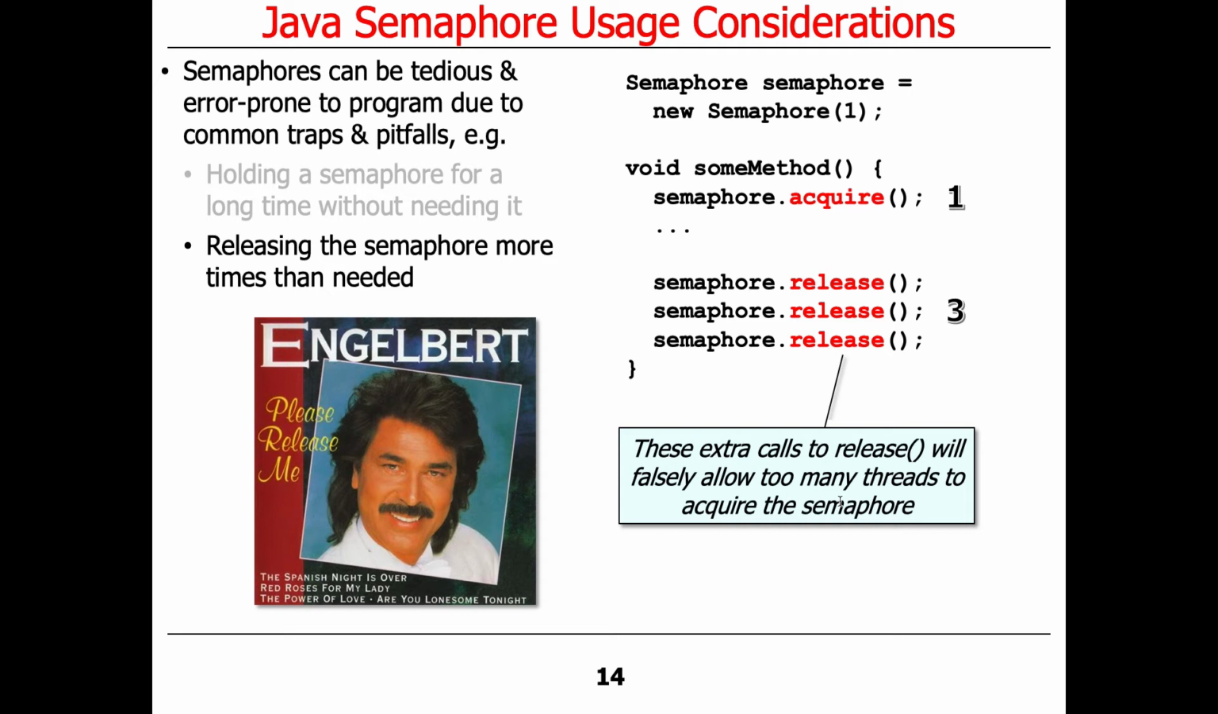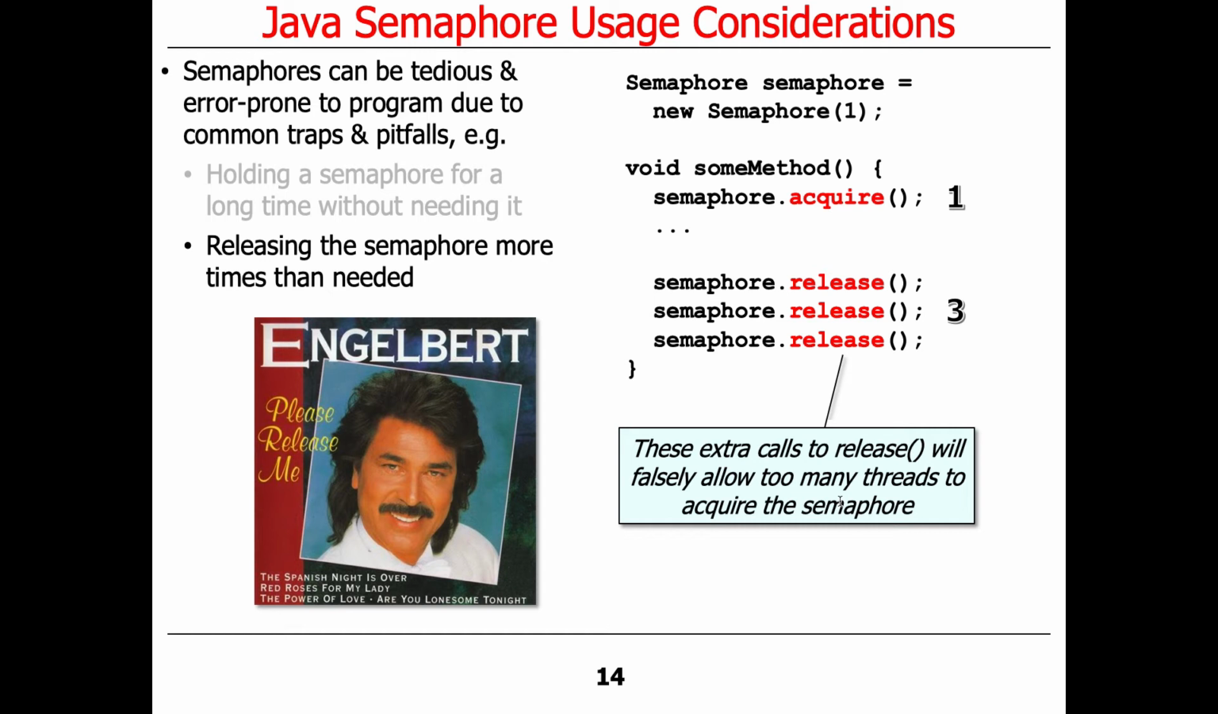Another problem is releasing the semaphore more times than you actually need to. So here's a case where we come along, we acquire the semaphore, so far so good. We do a bunch of stuff, so far so good, and then we call release multiple times. We call 3 releases for this one acquire. And what that'll do is increment the count perhaps incorrectly, so that other threads will now think, oh wow, we got lots more resources available. We actually don't have more resources available. You just accidentally incremented it multiple times.